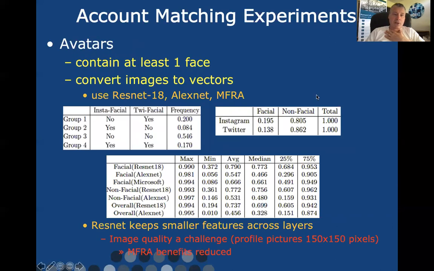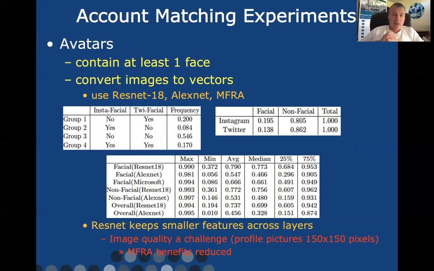Another thing we can do is this: I might not have a picture of my face, but I might have an avatar with some sort of image or face associated with it. So what we did here is take those images on the avatars and convert them to a vector, and then we applied some machine learning approaches using ResNet, AlexNet, and the Microsoft facial recognition algorithms to see if the images, irrespective of whether it was someone's face, were a reliable source of identifying if it's the same avatar used on different platforms effectively.